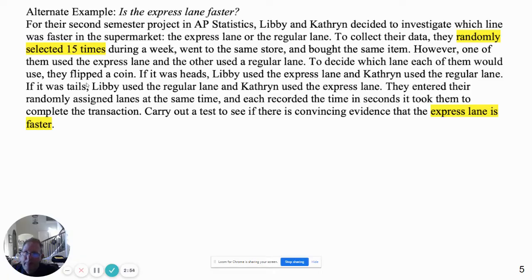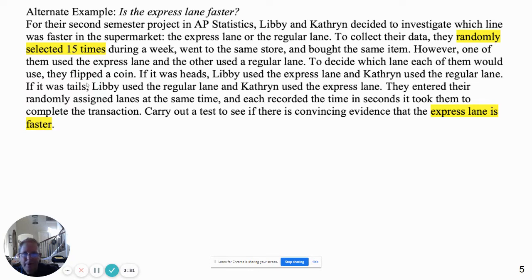So let's do one of these. For their second semester project in AP Statistics, Libby and Catherine decided to investigate which line was faster in the supermarket, the express lane or the regular lane. To collect their data, they randomly selected 15 times during a week, went to the same store, and bought the same item. However, one of them used the express lane and the other used a regular lane. To decide which lane each of them would use, they flipped a coin. If it was heads, Libby used the express lane and Catherine used the regular lane. If it was tails, Libby used the regular lane and Catherine used the express lane.